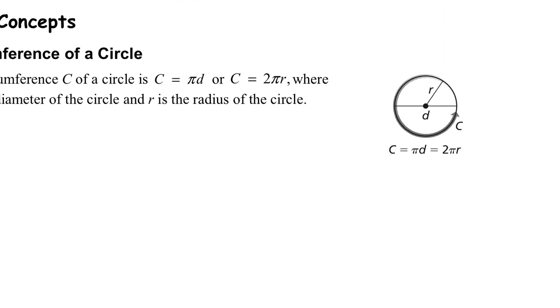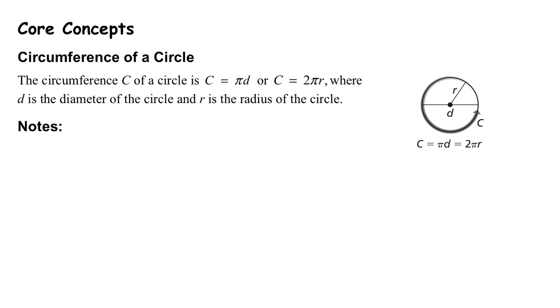the circumference of a circle is equal to pi, which is an irrational number, times the diameter, and the diameter is from one side of the circle through the center to the other side. Or you can say 2 times pi times the radius, because your radius is half of a diameter. So you could double it times pi. So it just depends on what's given to you, and we'll see examples here shortly.